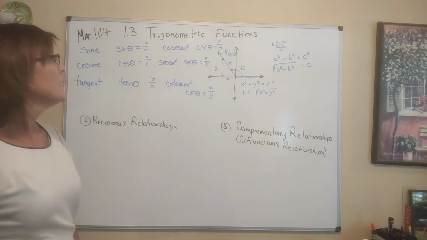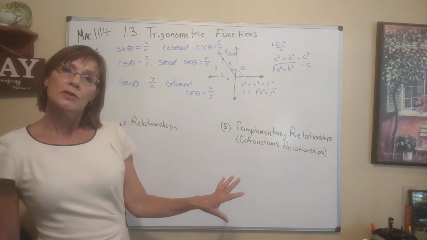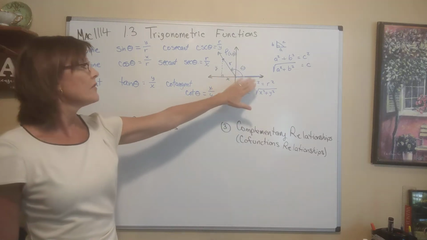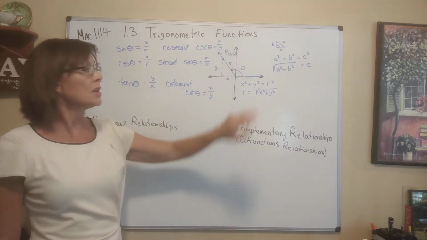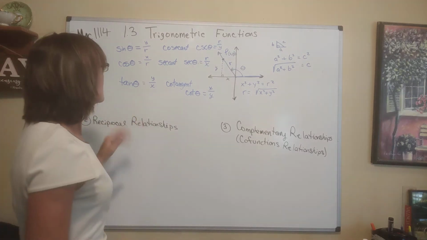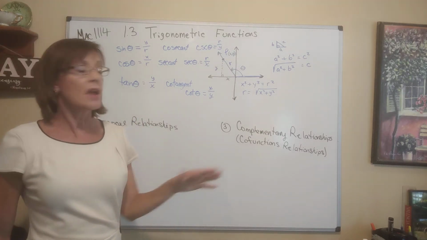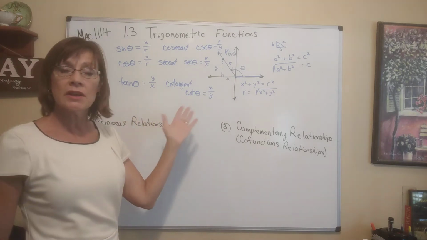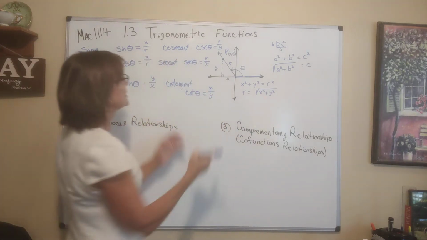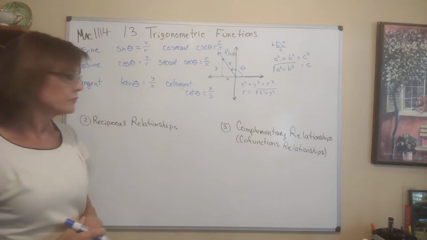In a minute I'm going to show you an easier way to put these in your head, but this is the strict definition of an angle in standard position, how you can find the sine, cosine, tangent, cosecant, secant, and cotangent of this angle. This is the definition right here. And of course, you can't divide by 0, so our denominators can't be 0 for these.